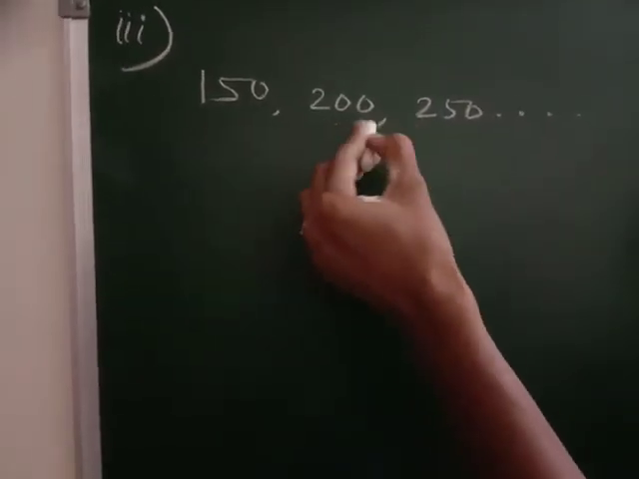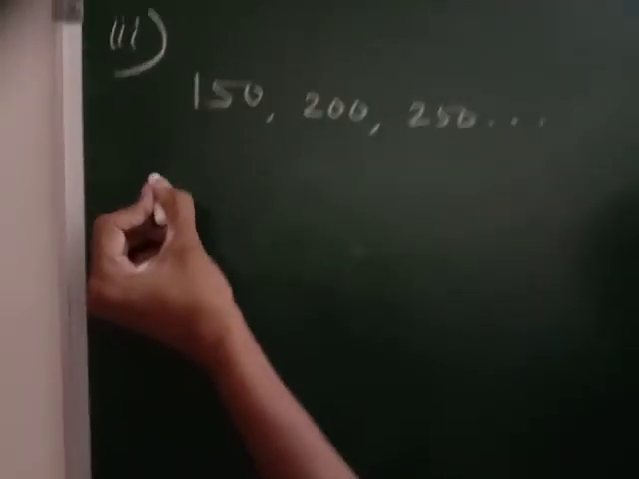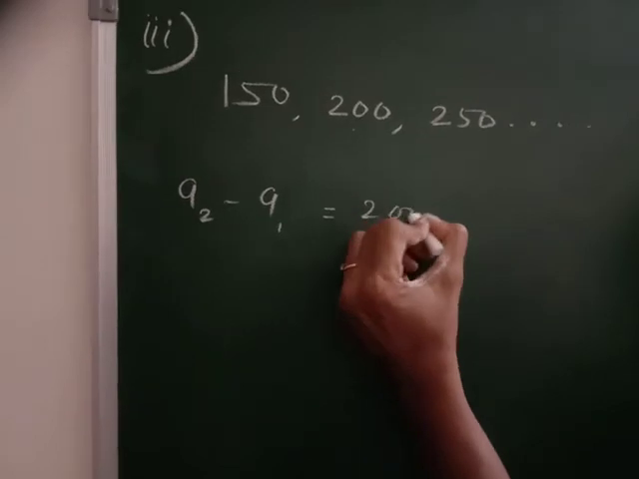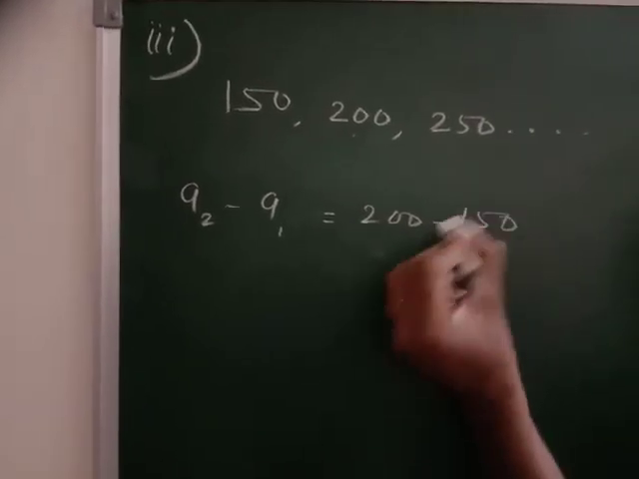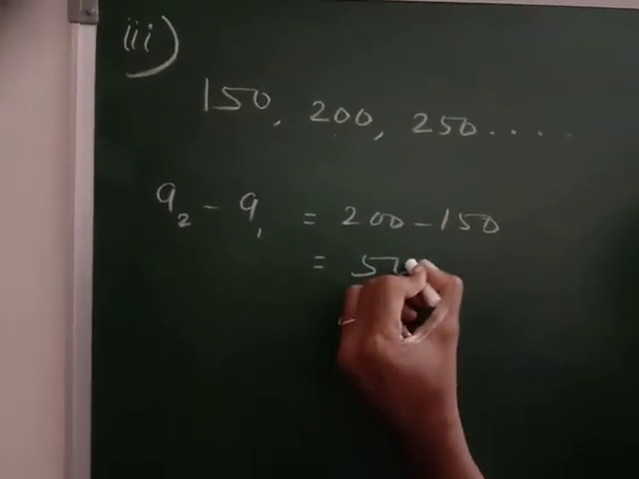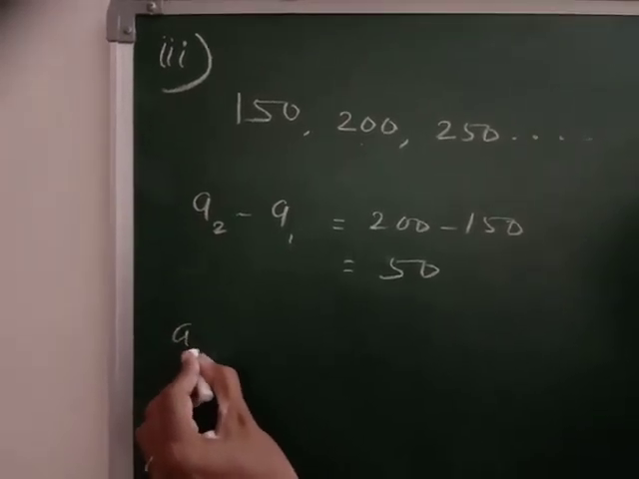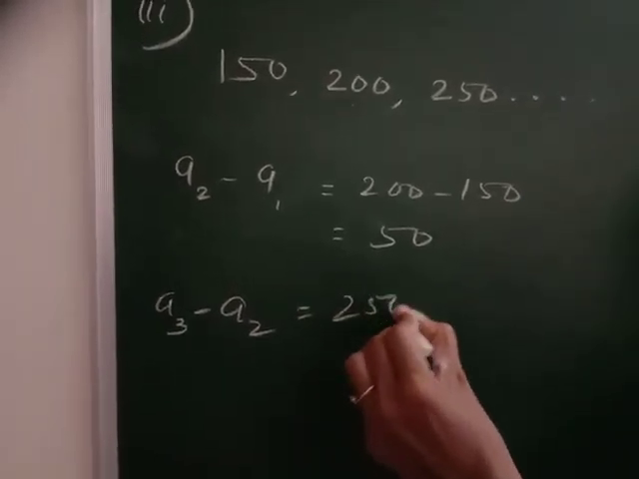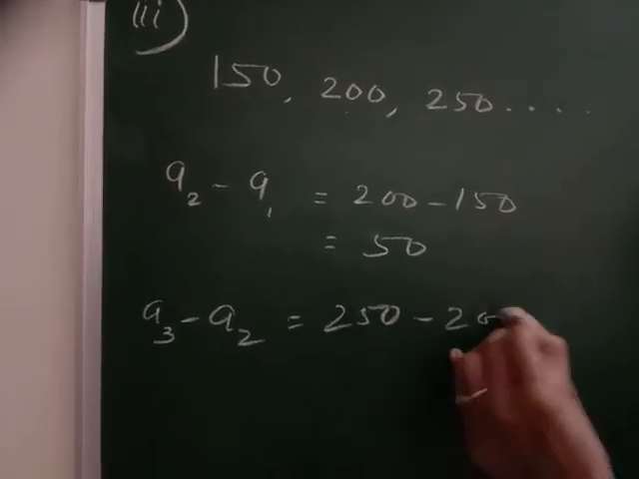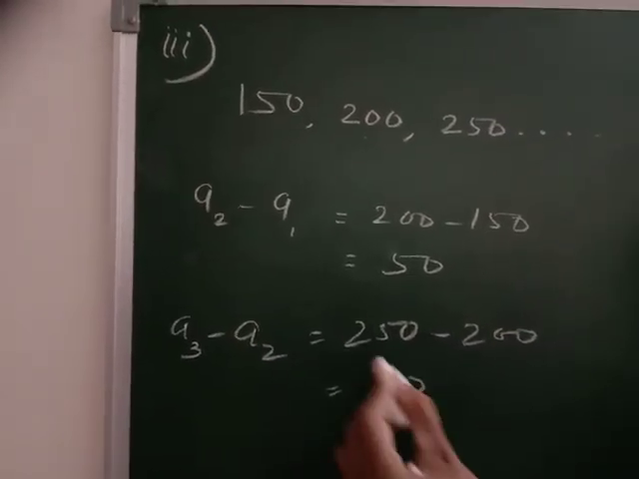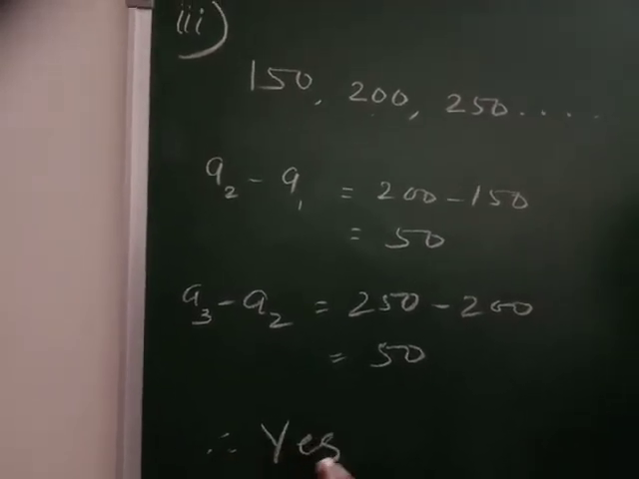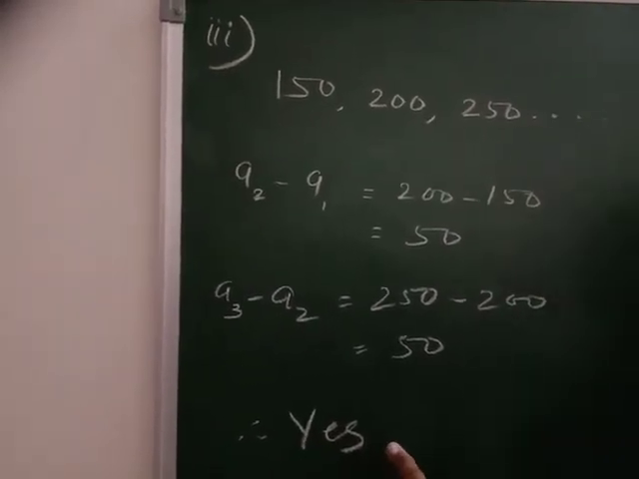Here it is increasing by 50. So A2 minus A1 is 200 minus 150, so the answer is 50. Again A3 minus A2, that means 250 minus 200. Again it is 50. So they are equal. So the answer is yes. It forms an AP.